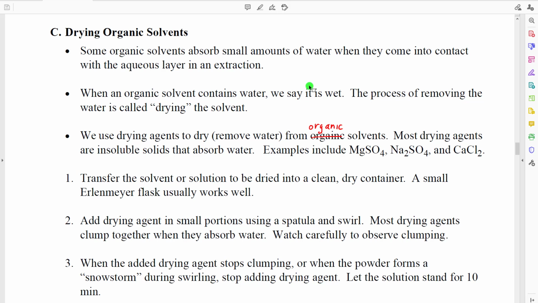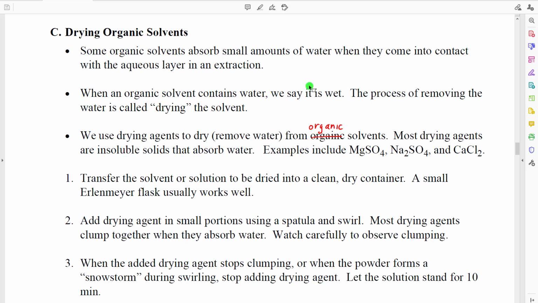Now, in our everyday life, when something is wet, say for example, we take a shower and get out of the shower and our body is wet, we take a towel and remove the water on our body, and we say that we are drying off. In general, the process of removing water that is undesired is called drying. Therefore, we use this same terminology when we refer to removing water from a solvent that we don't want to have water in it. We say we are drying the solvent.